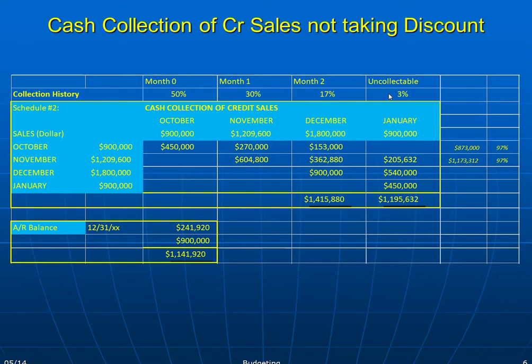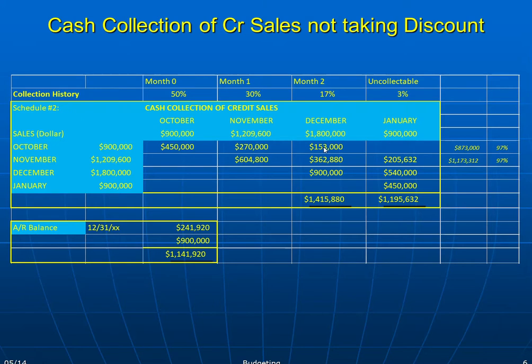So we expect to collect only 97% of that 60% of our credit sales, which was, I believe, 80% of our total sales. So of the $900,000 that we're working with in the month of October, we will expect to collect 50% of that in October. That's $450,000. 30% in November, it's $270,000, and 17% in December, $153,000.